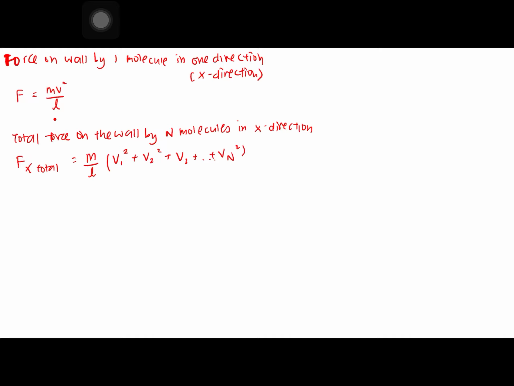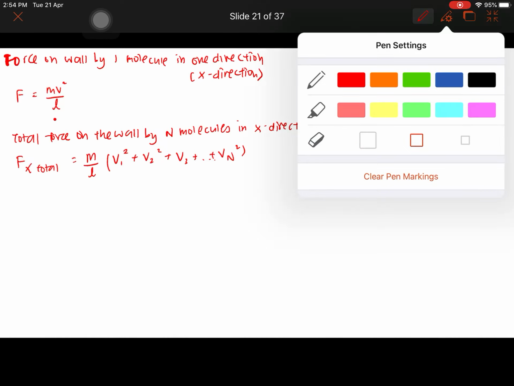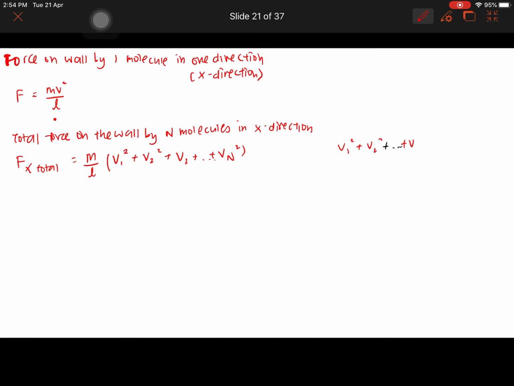Right? Now, if I have v1 square plus v2 square plus v3 square all the way until vn square, when I add them up, this is the total of the squares of the velocities, right? If I want to find the average, I will divide it all by n.